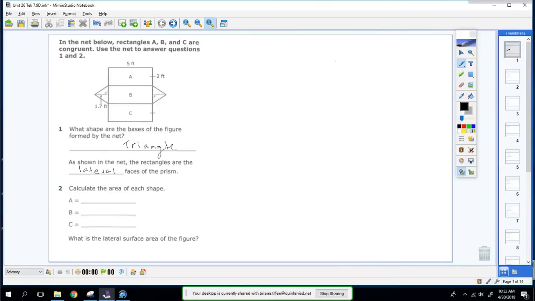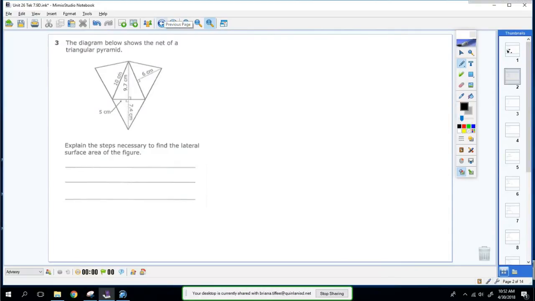Well, the dimensions of A is 5 by 2. So you do 5 times 2, which is 10. B is 5 by 2 as well, which is 10. And then this one is 5 by 2, which is 10. Then it wants to know the lateral surface area. Since you have the area of all 3 of the lateral faces, all you have to do is add it up. So 10 plus 10 plus 10 is 30. So your lateral surface area will be 30.